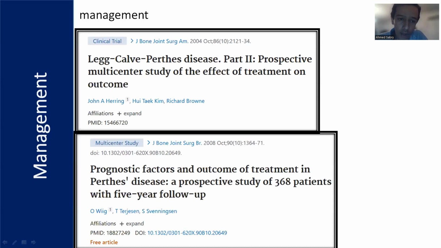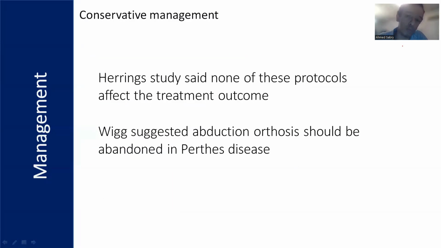However, if we look at the two biggest studies that were done on Perthes disease, the first was John A. Herring, which was done in 2004, and Wiig, which was done in 2008. These are still the biggest prospective studies that were done to include Perthes disease. What they found was that none of these protocols affect the treatment outcome, and Wiig suggested that abduction orthosis should be abandoned in Perthes disease. So we don't use these orthoses anymore.